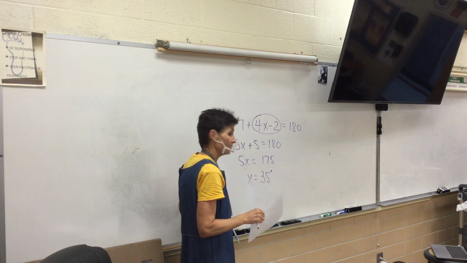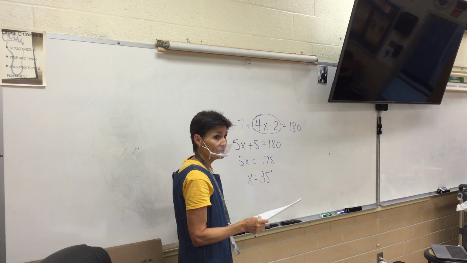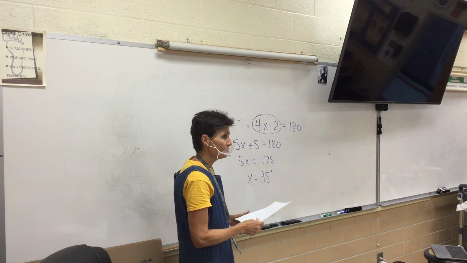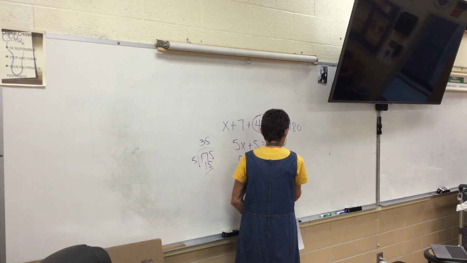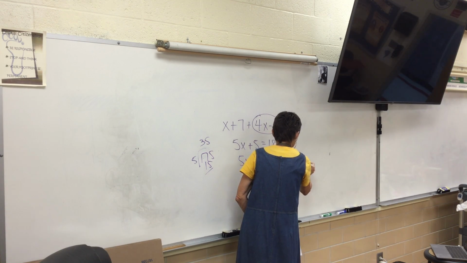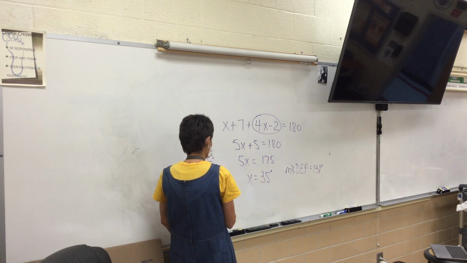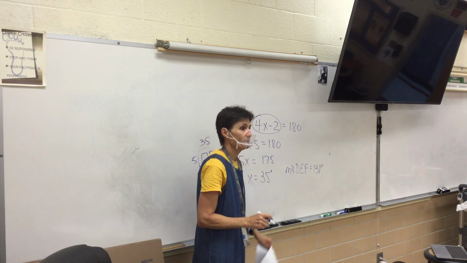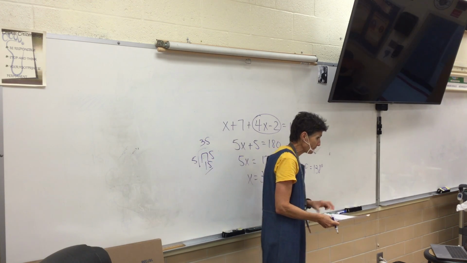So what are we going to do? 4 times 35 minus 2. What is that? 138. Is that right? I'm taking your word for it. 140 minus 2. Yep, you're right. Anybody have a question about that one?